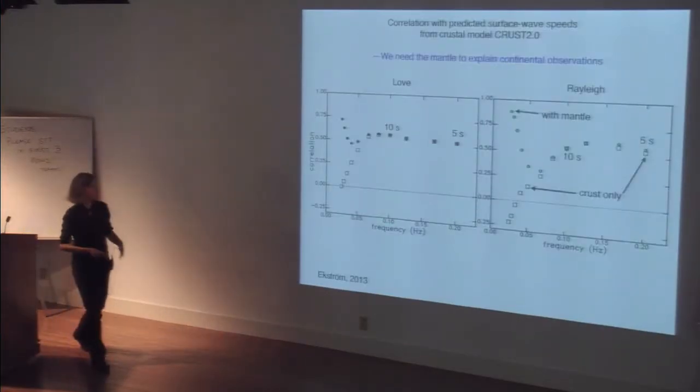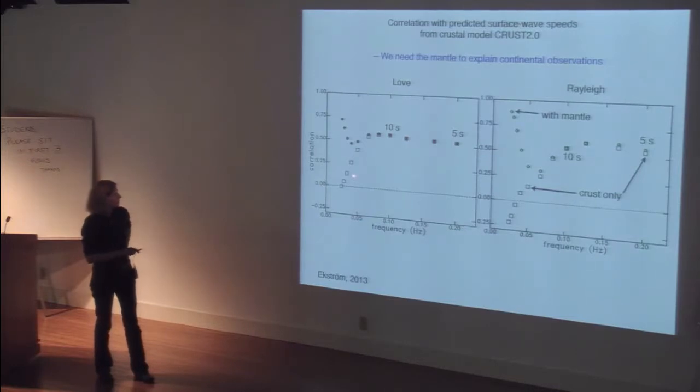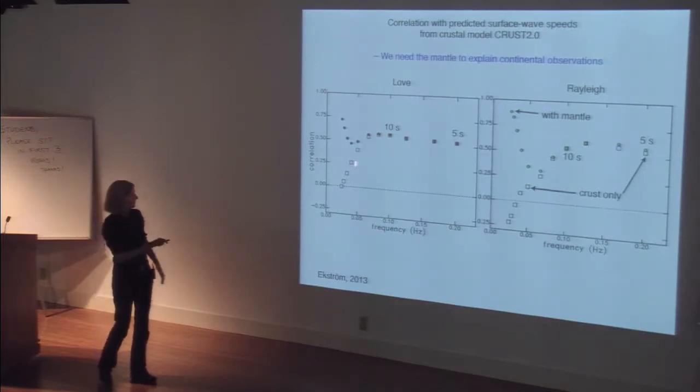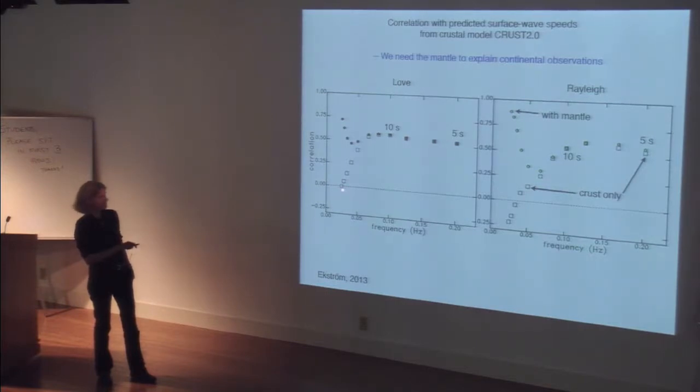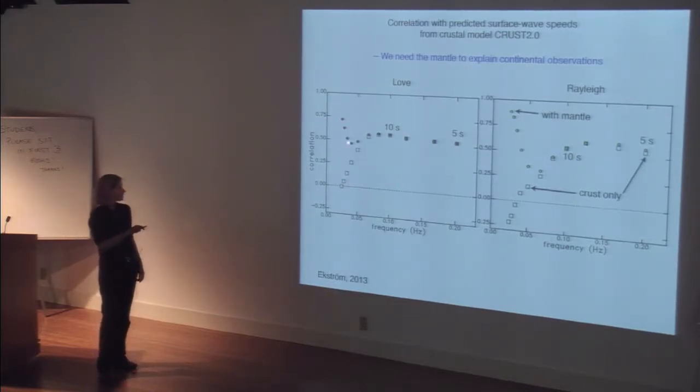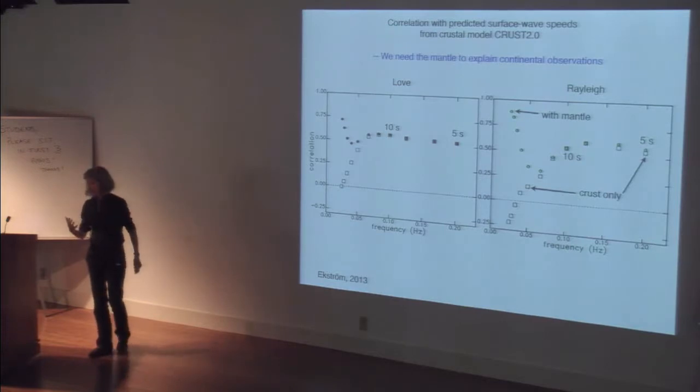Okay, so here was that correlation picture again. And basically out here, this is 40 seconds, at these, what I still think are relatively short, but are longer periods for both the Love waves and the Rayleigh waves, when we only have the crust, we actually get essentially nothing out of the crust. It's not helpful to us. We can't explain the data with just the crust. We actually need to include the mantle. So these are predictions that include both the crust and a 3D mantle model, and they do a lot better.